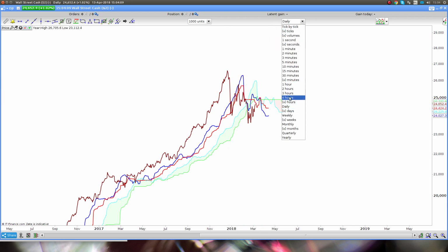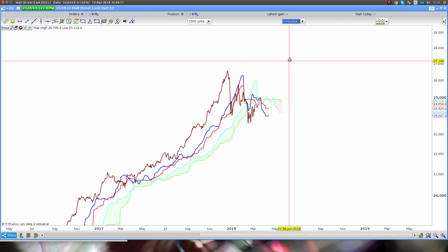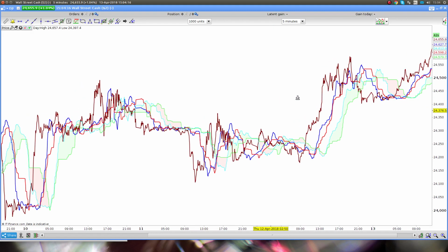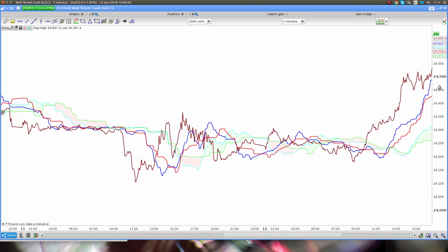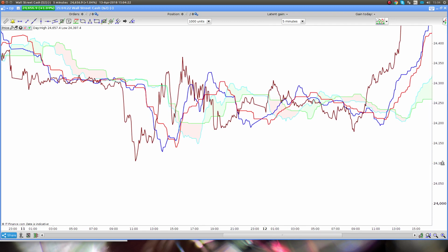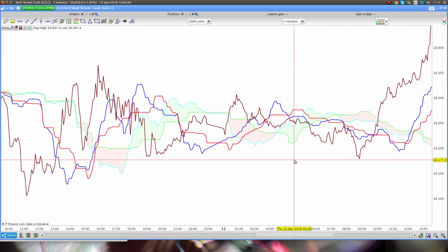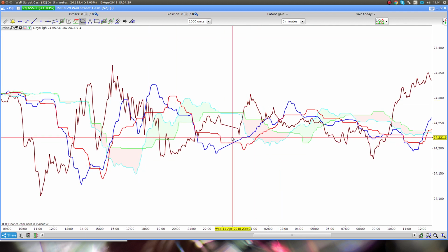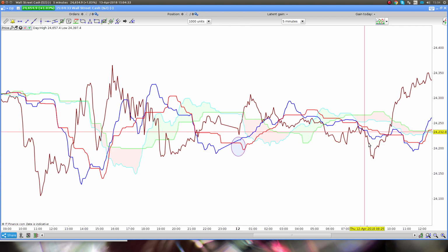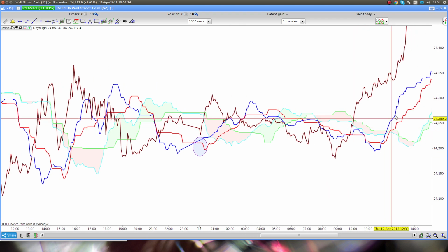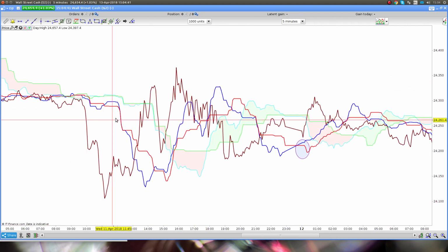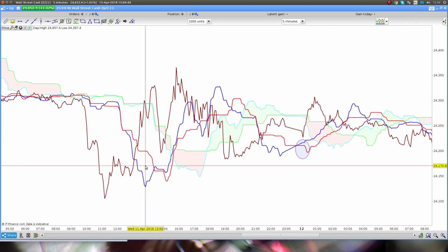Now, what I'm going to do is drill down to a very low time frame. Here we go. Okay, 5 minutes. So now there are some key elements that you need to focus on. We already know that if Tenkan Sen is above Kijun Sen, like here, we are bullish. And when Tenkan Sen is below Kijun Sen, we are bearish. In other words, price is moving down.